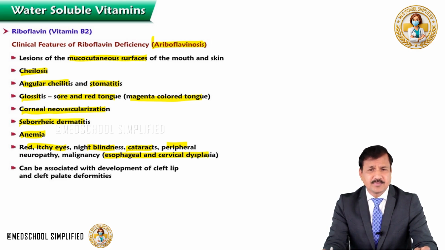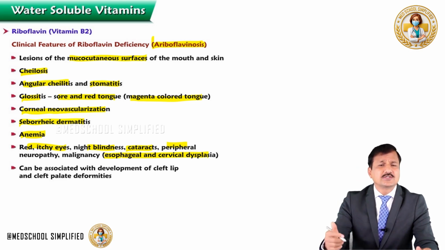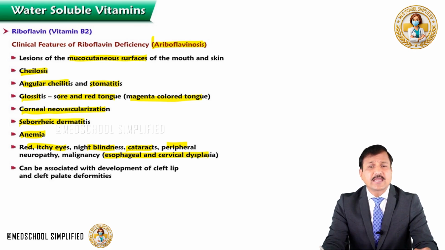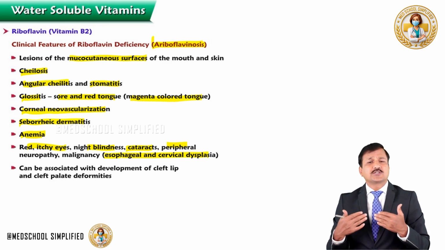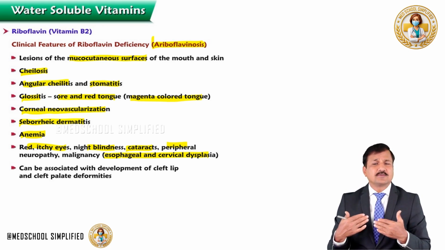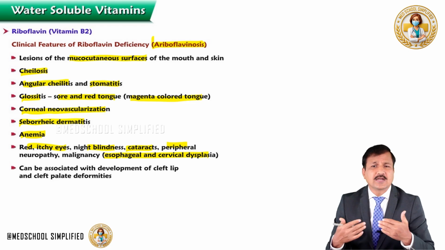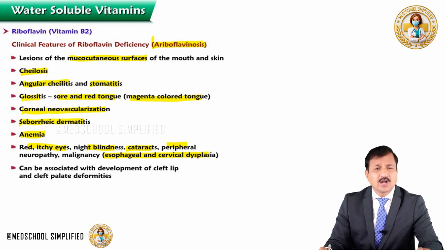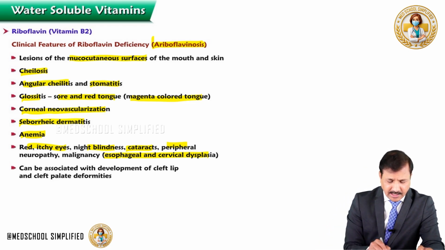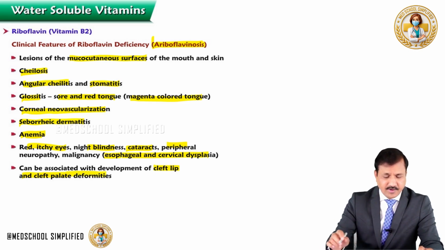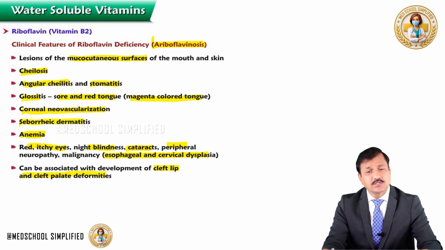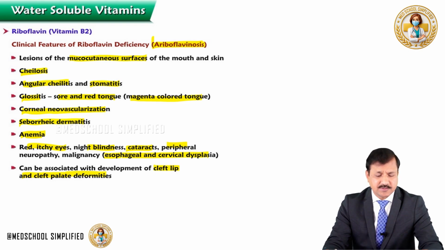cervical dysplasia. That means changes in the esophageal and cervical tissue towards the cancerous type. So that is what is called dysplasia, which is one of the signs that can be seen in riboflavin deficiency. And also it has been noted that riboflavin deficiency is associated with cleft lip and cleft palate deformities. Remember, cleft lip and cleft palate deformities can also be associated with riboflavin deficiency.